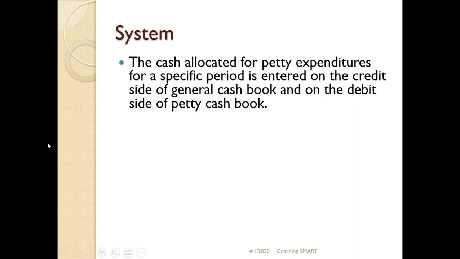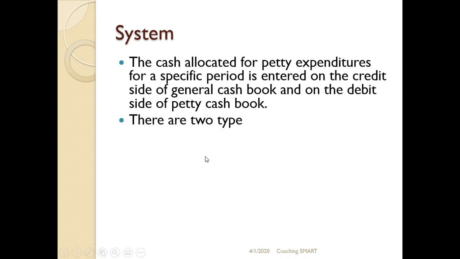System. The operation part of the petty cash book. Now, when you talk about petty cash book, the cash allocated for petty expenditure for a specific period is entered into the credit side of the general cash book and on the debit side of the petty cash book. So in the general cash book, you enter it in the credit side. In the petty cash book, you enter it in the debit side as receipts. So when you are preparing the petty cash book, remember, we'll be having one column symbolizing all the receipts, and the credit side, which is the payment, showing all the expenses.